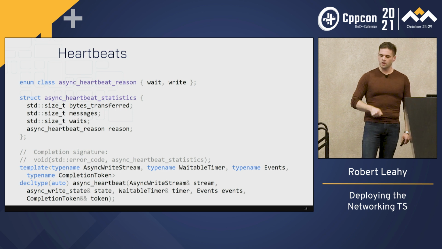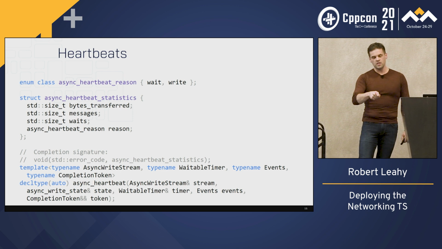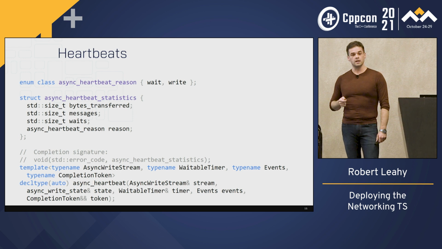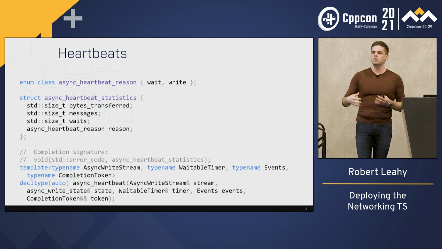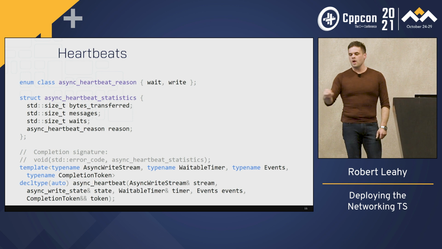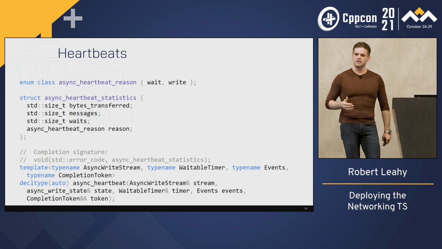And so this operation, once initiated, goes off in the background. It sends heartbeats and it waits over and over and over again until the connection is done. And when it finishes, it emits a statistics struct, which contains a counter of how many times it did various things. And I've wrapped these things in a structure rather than making them individual arguments in the completion signature because I may want to extend it later. I may want to add some new members, and I don't want to break all of my users when I do so.